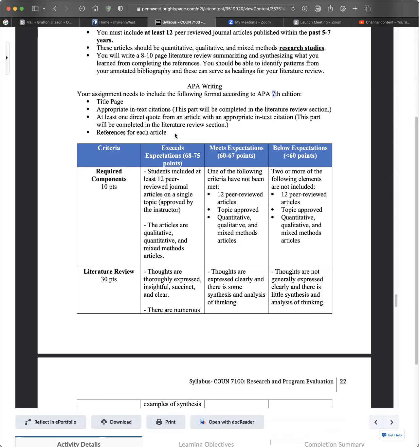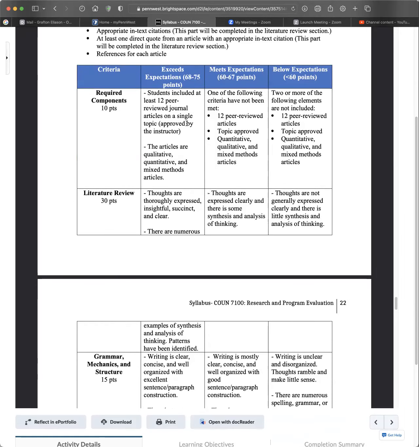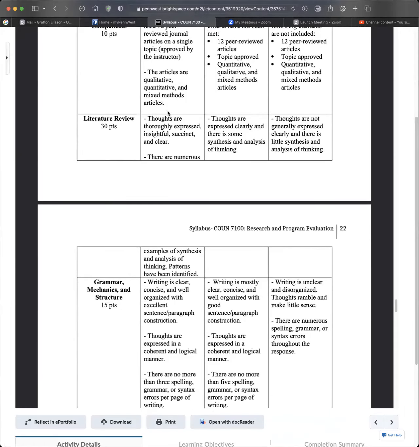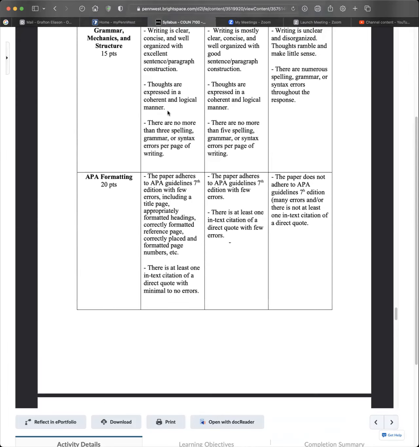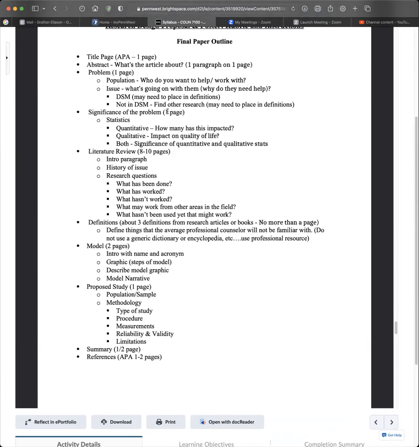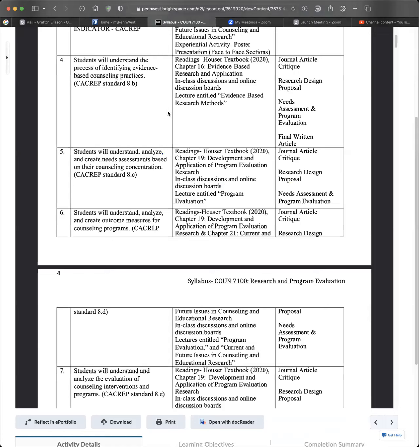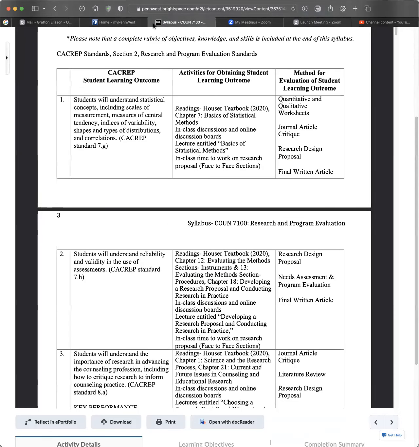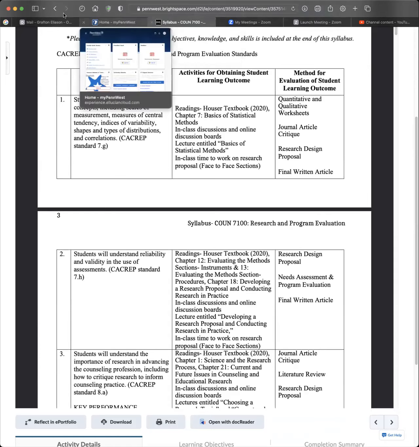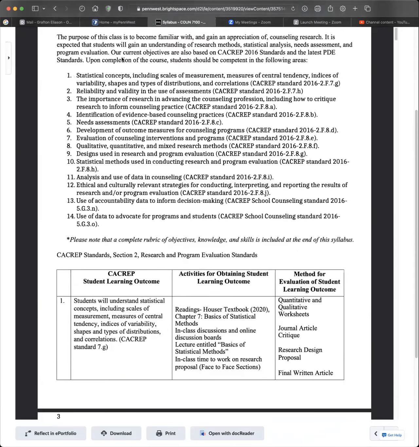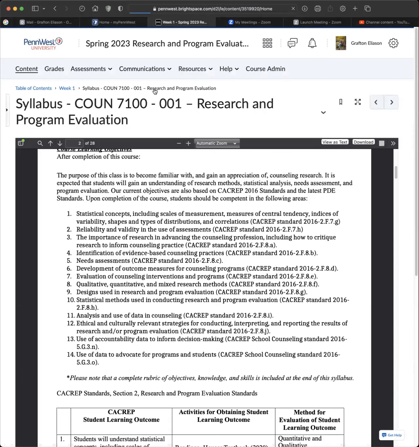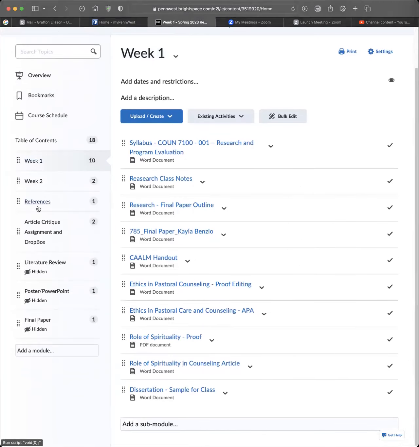You should already have 12 in your reference sheet. Okay, so we do have a rubric of the required components, and we do have a research design, but I want to go over the one that I included myself. So I'm going to go to content, week 1, and here we have research final paper outline.